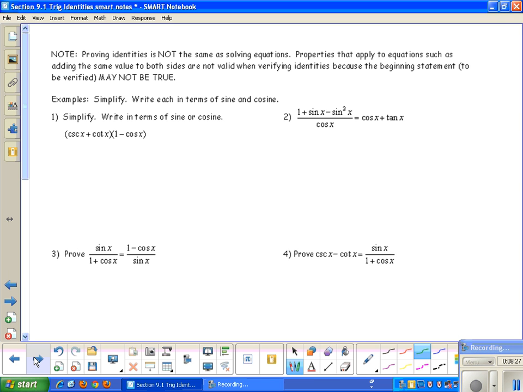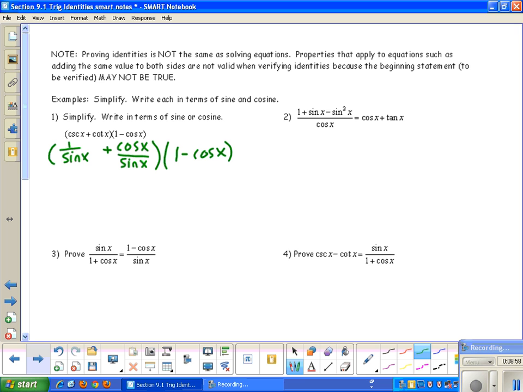All right, for this first one, we have cosecant x plus cotangent x, times 1 minus cosine x. We want it in terms of sine and cosine when we're simplifying it, so that's the first thing I'm going to do. I know that the cosecant of x is 1 over the sine of x, plus the cotangent, which is going to be your cosine x over sine x, and this is all multiplied by 1 minus cosine x.